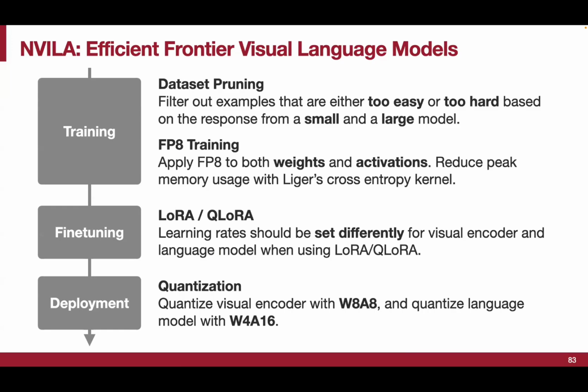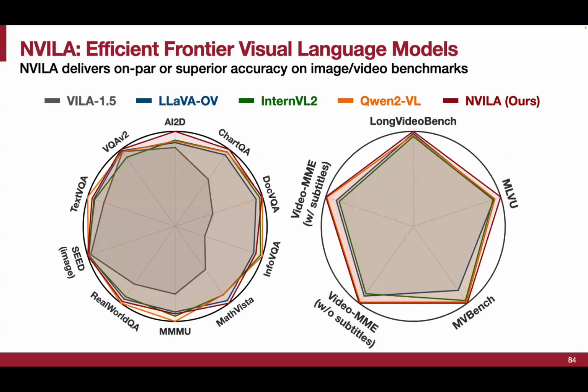And finally, we did apply the quantization like before, where we quantize the visual encoder with W8A8 and quantize the language model using W4A16. So for the visual encoder, 8-bit weight, 8-bit activation since it's compute bound. Language model, 4-bit weight, 16-bit activation since it's memory bound. And by applying a lot of such efficiency techniques, you can still well preserve the accuracy. Okay, so this is on par or similar accuracy as other models in the video and image benchmarks, but can deliver a lot of speedup using the above efficiency techniques.